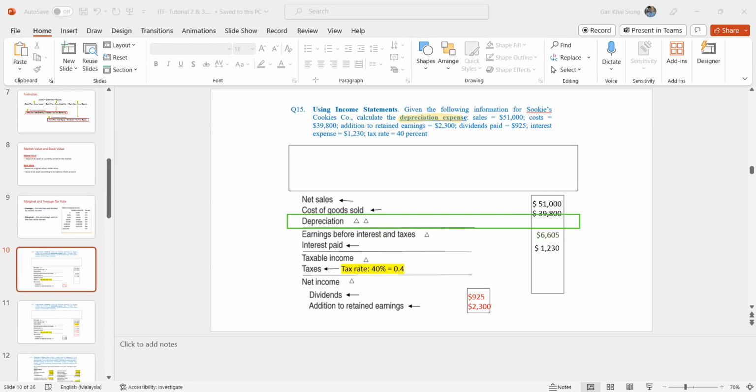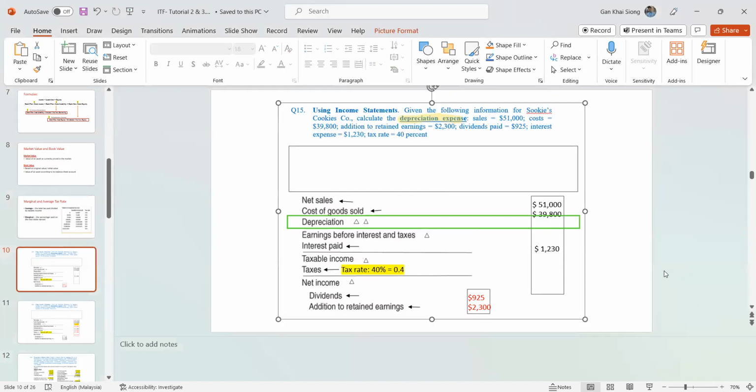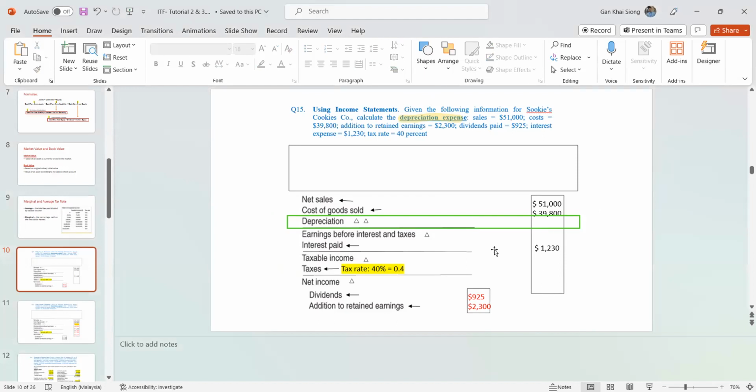So the first step I can do is I can put up all the information that I have first. So all the values that I put over here in black color on the right hand side, the net sales, the cost of goods sold. This one is not available. Hold on, this one haven't calculated yet. So these are the info that you have. Now, for this question, because they want you to calculate depreciation, but you have so many missing information over here, the way for you to do this question is to do backwards. How do we do backwards?